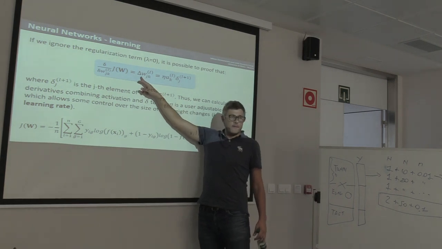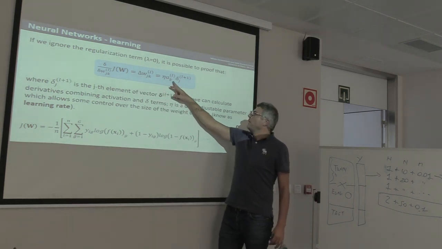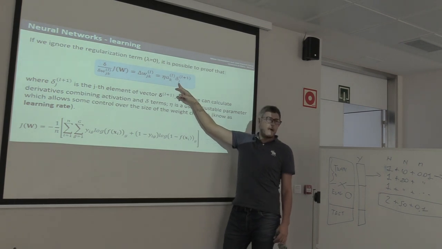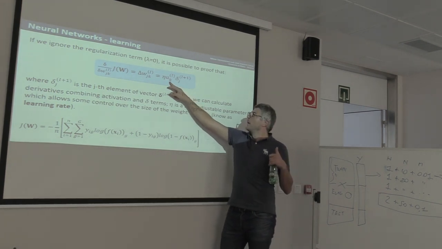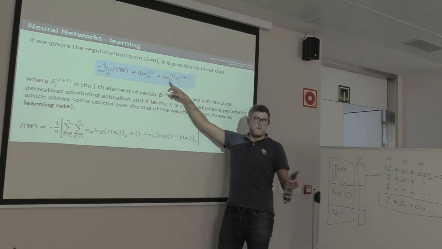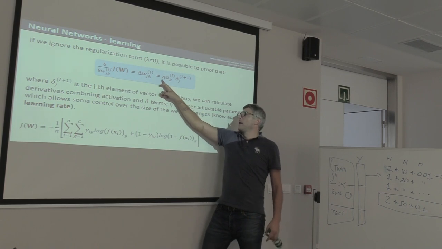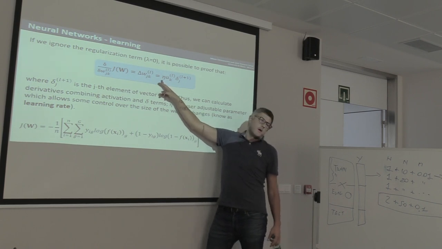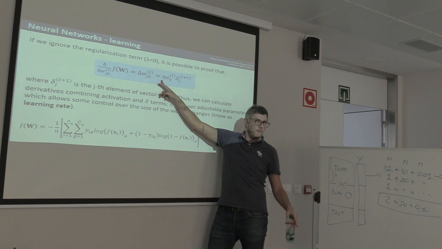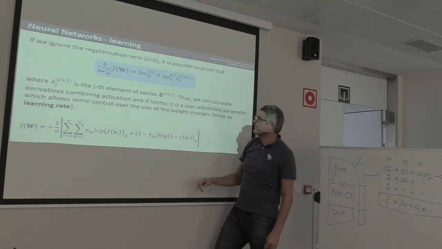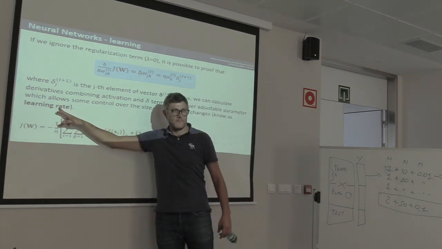And it is updated according to what? The delta term, what we have seen before. The activation function for that neuron. And this parameter, which is called the learning rate.